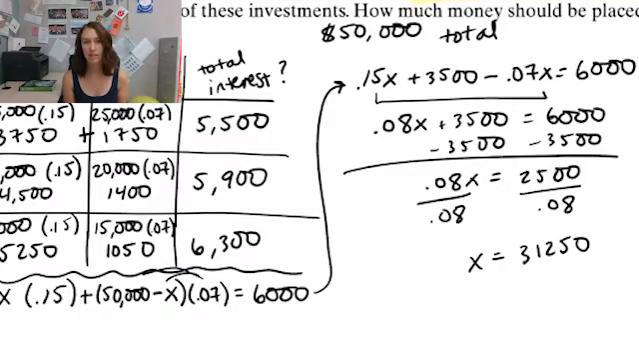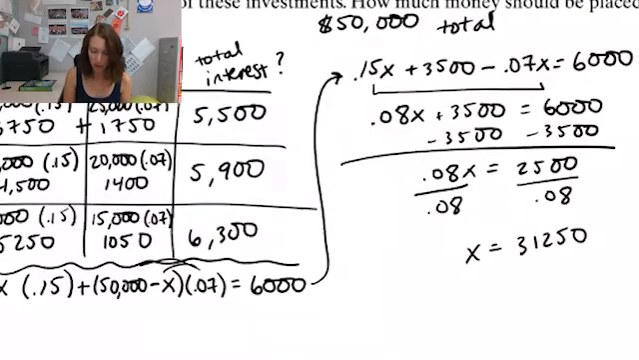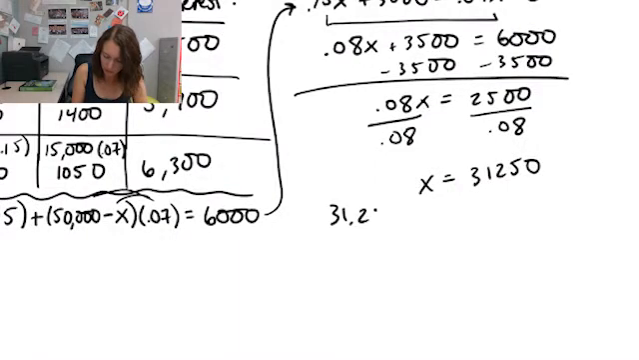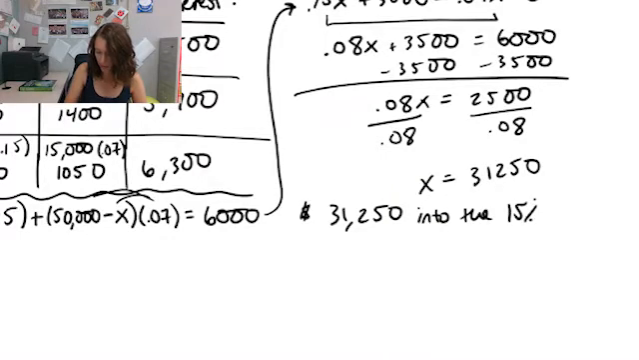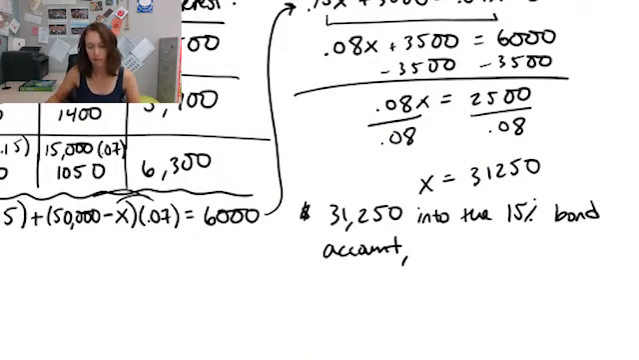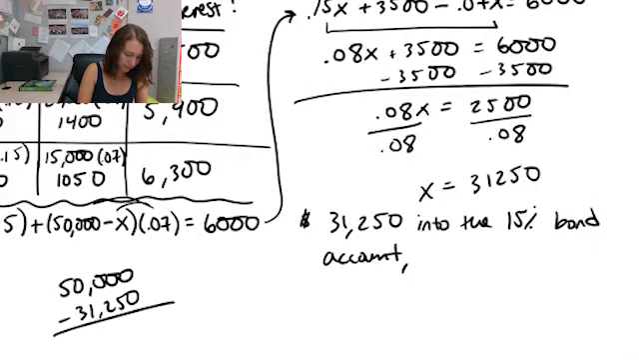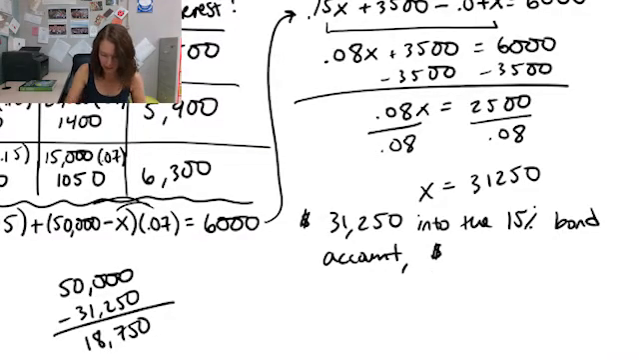31,250. So now, because it's a word problem, we want to make sure to write our answer in context of the problem. And actually, we're not quite done, but we're almost there. So if that's $31,250 into the 15% bond account, then how much is she going to put into the certificate of deposit account? Well, we would just subtract that from 50,000. So 50,000 minus 31,250 is 18,750. So there's our other answer.